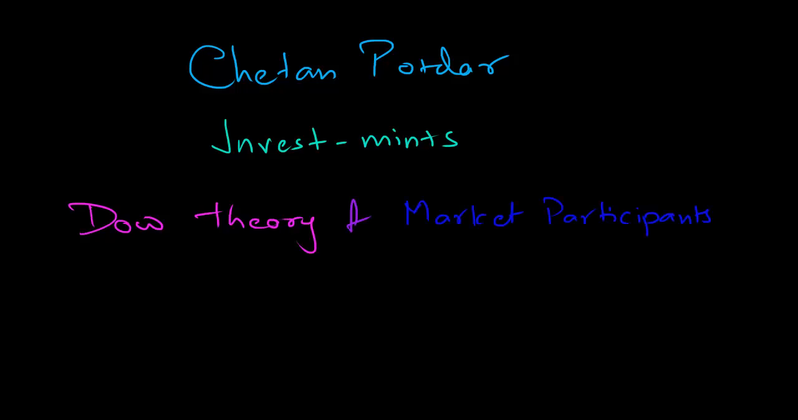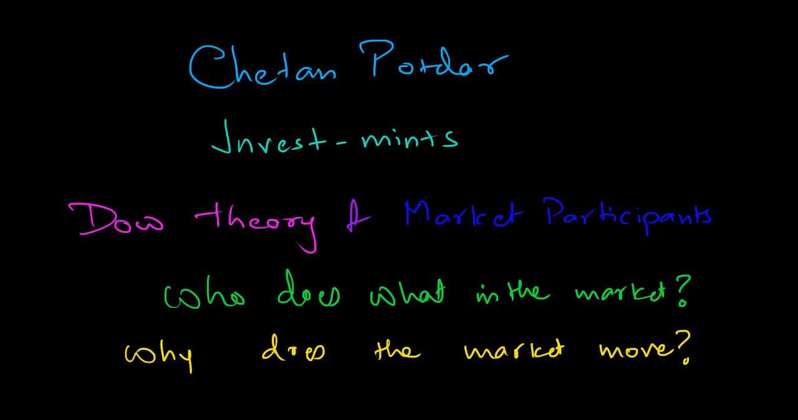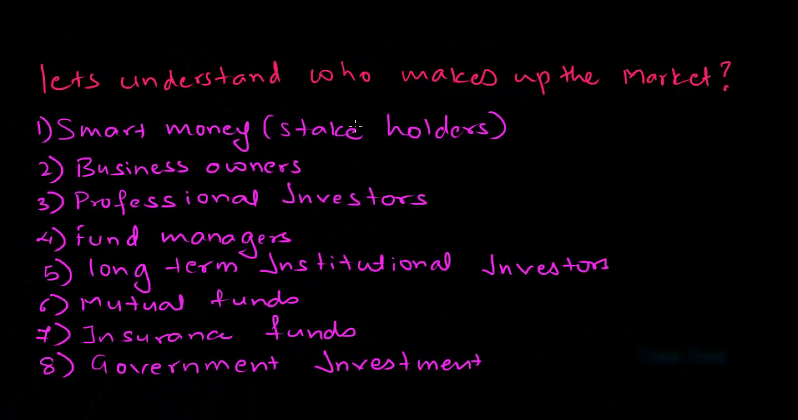This is about market participants, and how different market participants determine which way prices move, and what they do so that the prices move in a certain direction. So we are going to learn today who does what in the market and why the market moves. Let us quickly understand who makes up the market, who the different people in the market are, and how they influence the market.